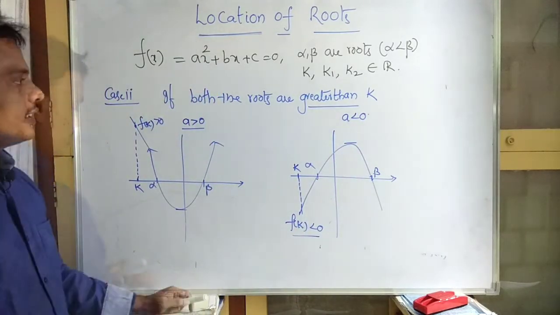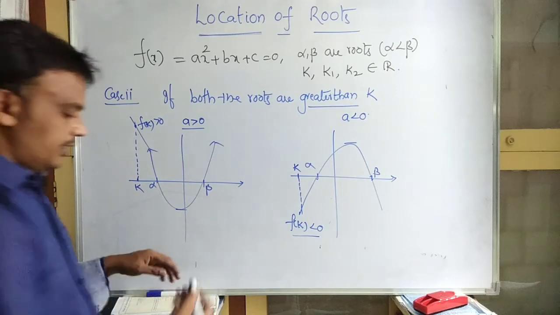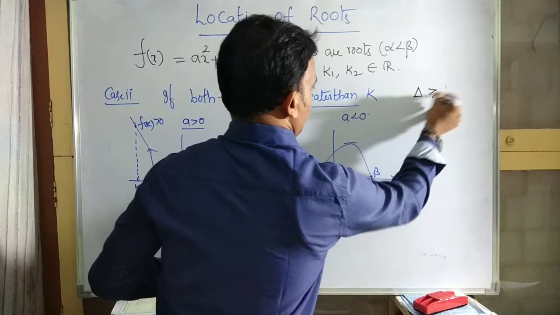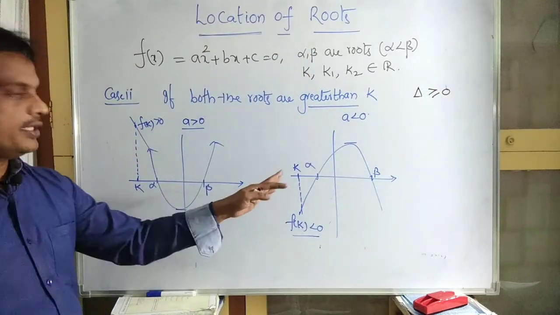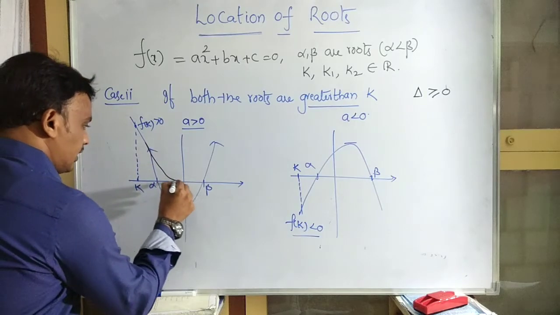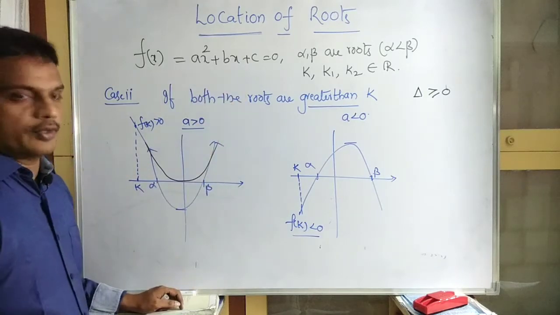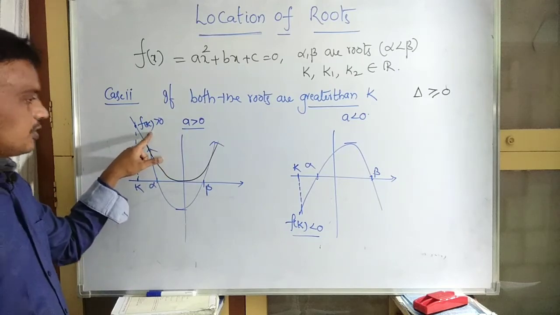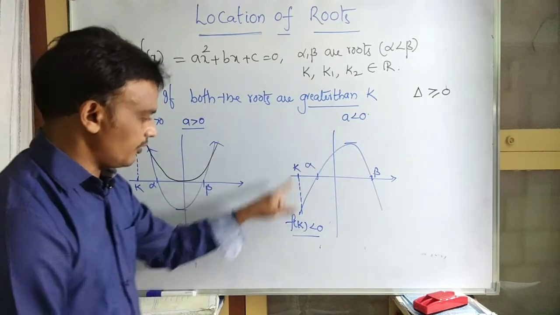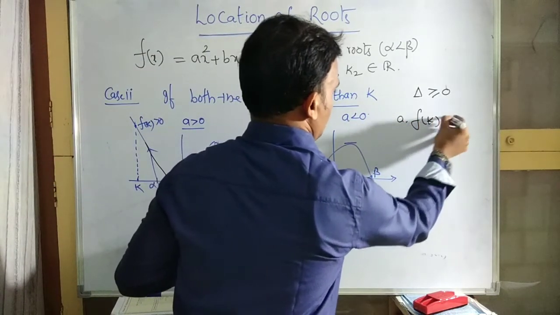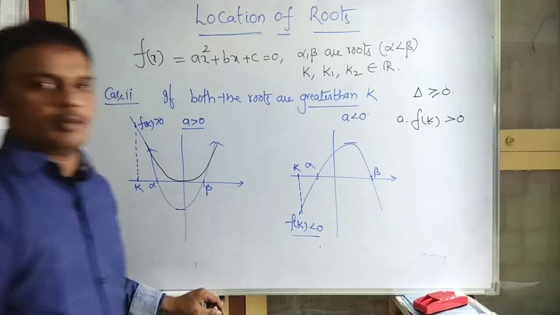Now I am getting the conditions for this. In that case, delta is greater than or equals to 0. Of course, you can get the graph like this also. Already I explained this. And one more thing: a is positive, f of k is positive; a is negative, f of k is negative. What is this product? A into f of k is greater than 0. Am I right?